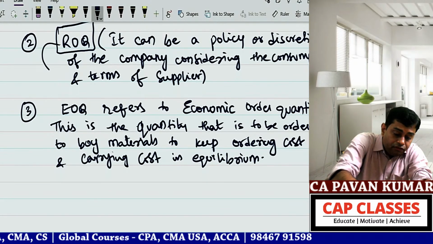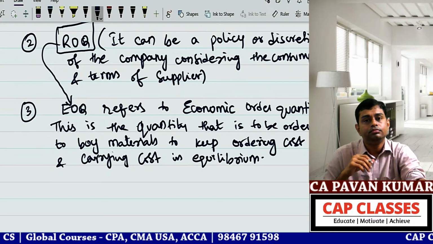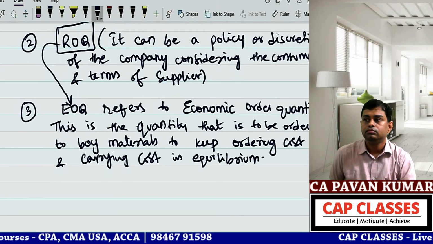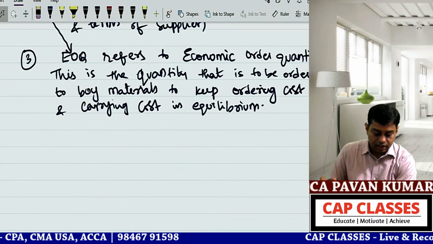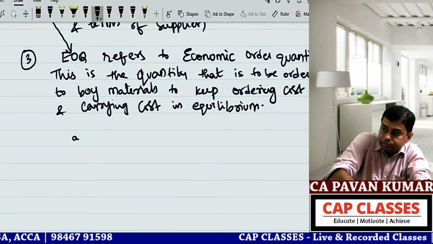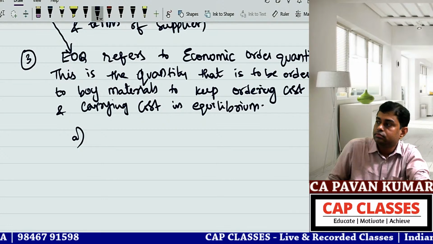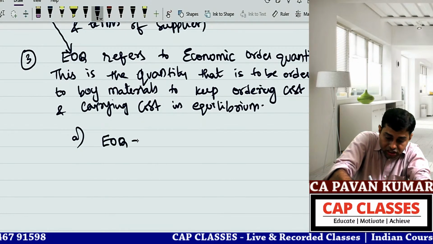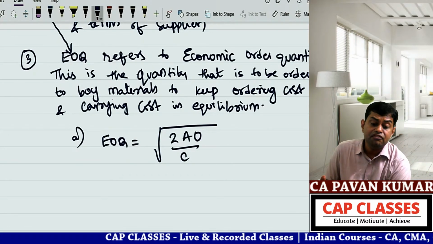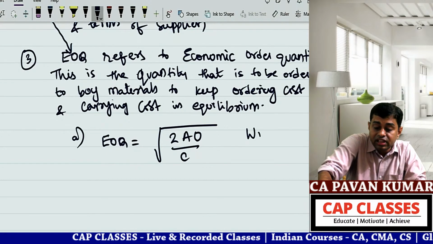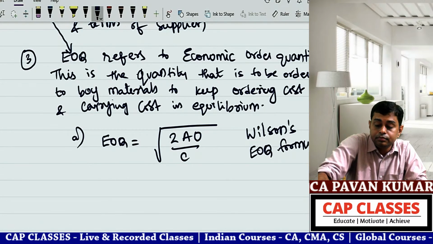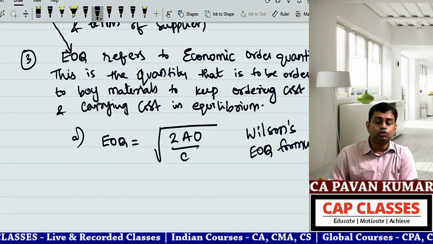Okay, sometimes company will follow ROQ as EOQ. That means whenever they want to buy goods, they will go for EOQ formula. Okay. Under that, write down A. Under 3 EOQ, there are so many formulae. EOQ is equal to square root of 2AO by C. This is called Wilson formula. Who developed this? Wilson. Wilson's EOQ formula. What is EOQ? EOQ is equal to square root of 2AO by C.